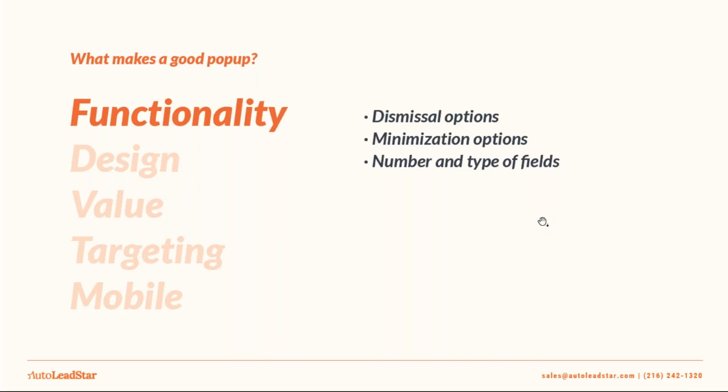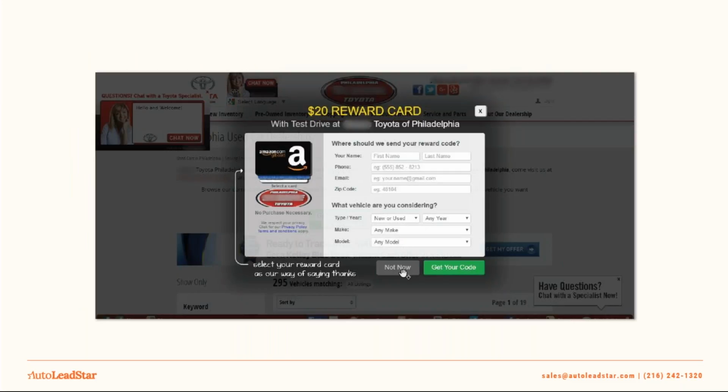And we also are talking about the number and type of fields. So how many fields are there? Are they easy to fill out? Do they take a lot of time and a lot of effort? So that's functionality, how your user interacts with it. So let's look at an example.